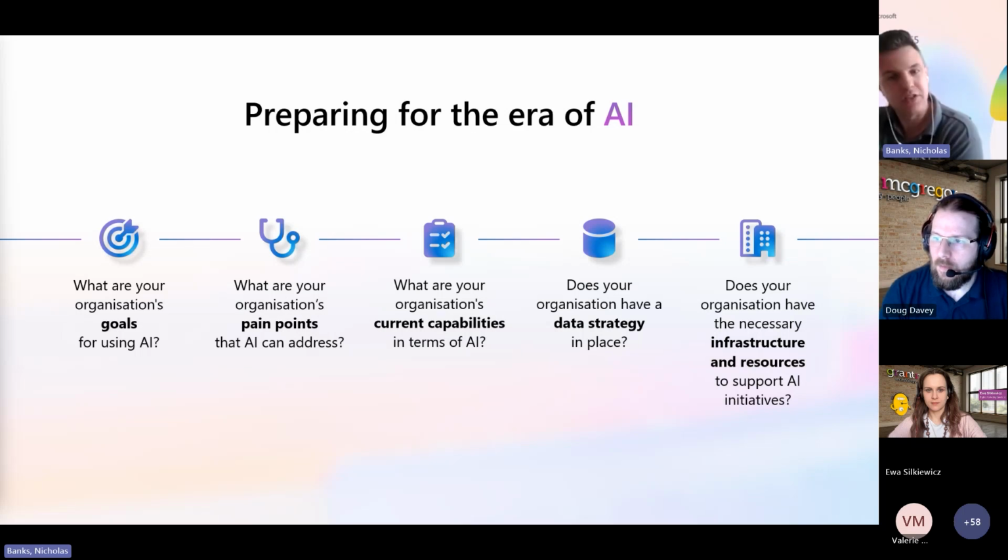And then does your organization have a data strategy in place? So are you GDPR compliant? Is all your data secure? And the last one, so do you have the necessary infrastructure and resources to support AI initiatives? So have you already got systems in place, like CRM systems, that could utilize AI and that can be plugged into AI tools? And can you skill up your employees, or do you need external help? So some quite important questions. Each of these elements will help guide and shape how you bring AI into your organization.